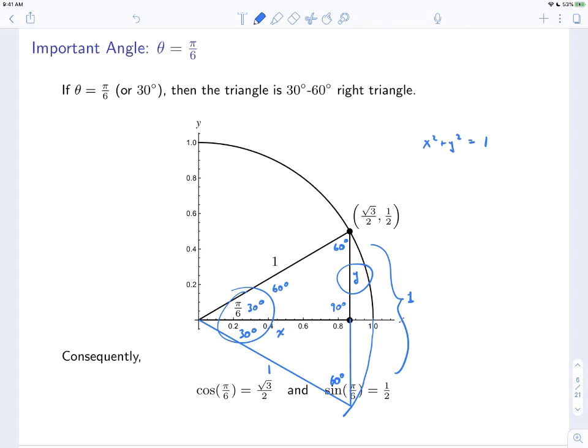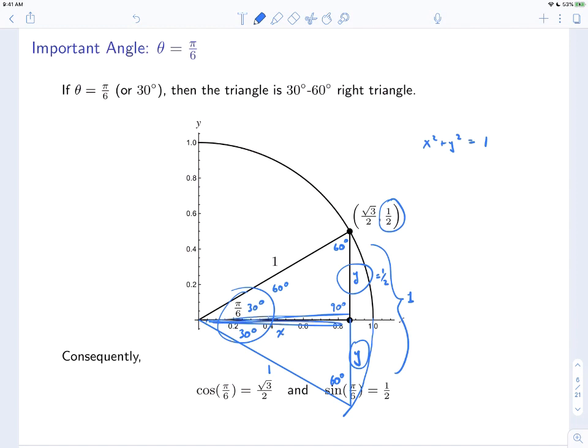This length y is the same as that length y. That length is also y. Which means it's half of the total, which is 1. So the total is 1, so half of it should be 1/2. So that tells us that y is 1/2. So that's where that 1/2 comes from.